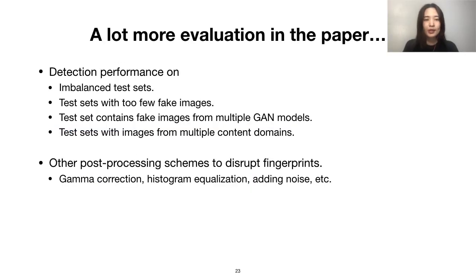In addition to this, we looked at a lot more evaluation by building different test sites, such as imbalanced test sites with few fake images, test sites with fake images from multiple GANs, and so on. For countermeasures, we considered a couple of other post-processing schemes that are commonly used in prior work to disrupt fingerprints, including gamma correction, histogram equalization, adding noise, etc. For attacks that degrade the performance, we recommended effective recovery schemes against them. You can check out our paper for detailed evaluation results.